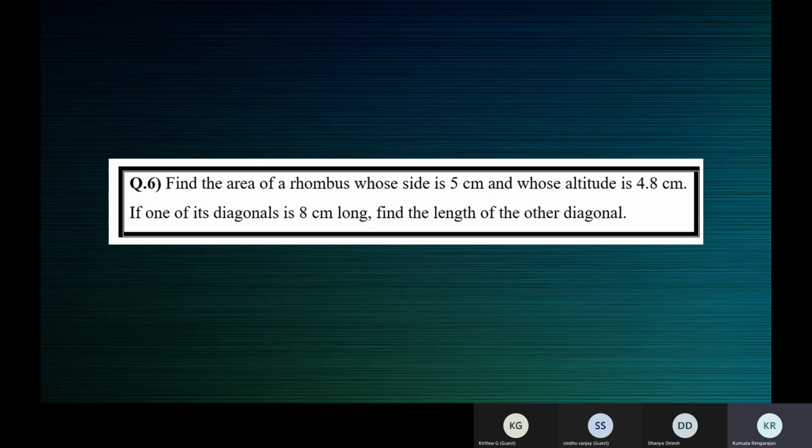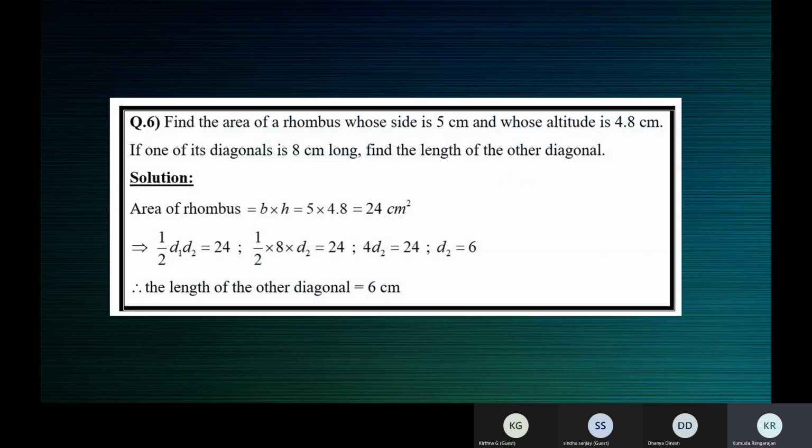So now we've got the area. We have the area with us. So say the area is 24 centimeters square. Now, what should you equate that to? You will find the area using base into height, and that value is equal to half D1, D2, wherein you know the length of one diagonal and you'll have to find the length of the other diagonal.